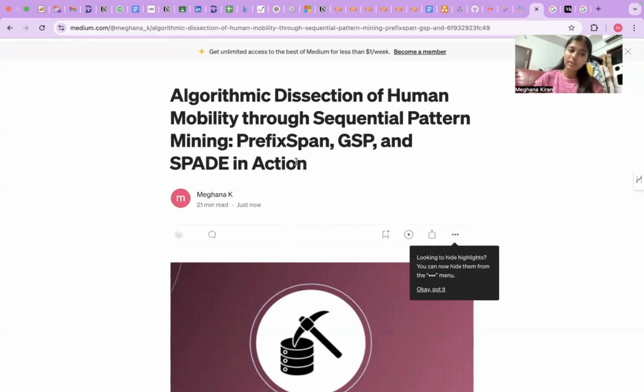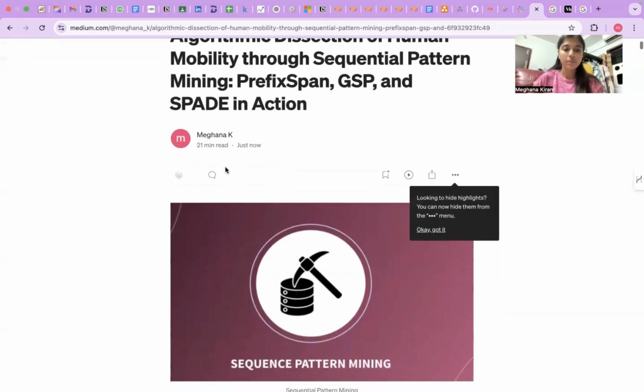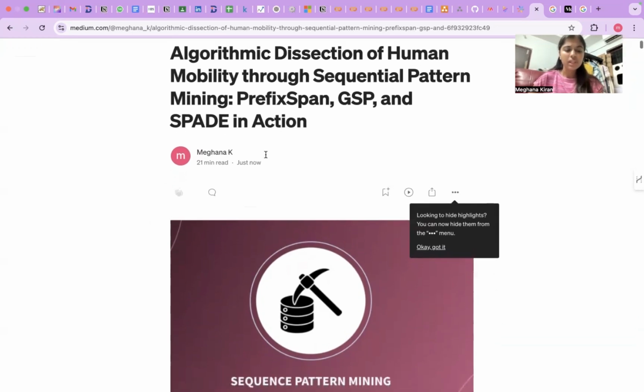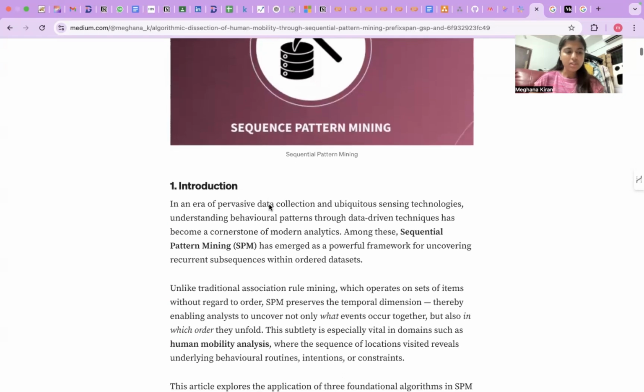Hello everyone, I'm Meghna Kiran and I'm super excited to walk you through one of my recent projects where I explored sequential pattern mining using a hand-made toy dataset on urban mobility. This is based on my Medium blog that's now live, and I'll be explaining every single section here. So let's start with the basics.